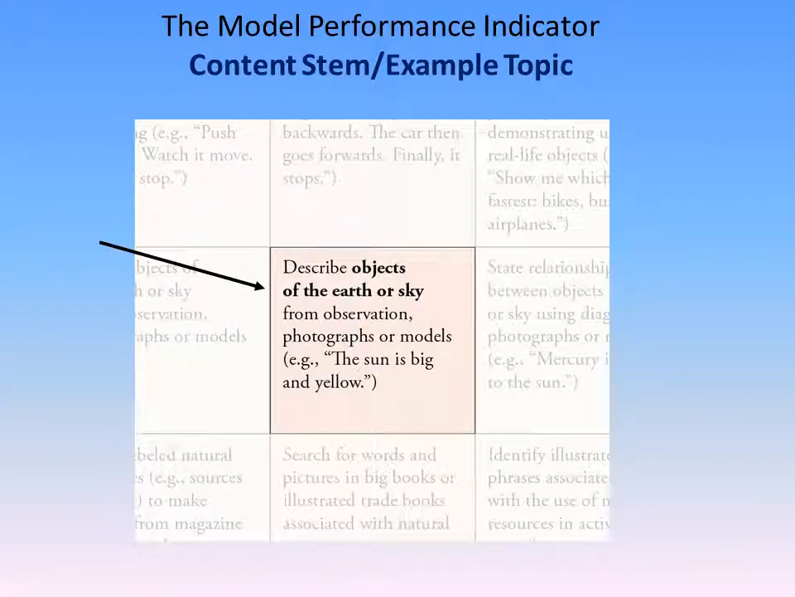So returning to our sample MPI, we want to describe what? The objects of the earth or sky. So this is probably coming from a standard in some grade level, in some area of science most likely. And what we're doing here is taking our standard and simplifying it into the basics, just a little stem of what we're trying to focus on in that standard. So here is the objects of the earth or sky. I'm thinking about mountains, rivers, lakes perhaps, or things in the sky like, as is given as an example, the sun, the moon, and stars, things like that.